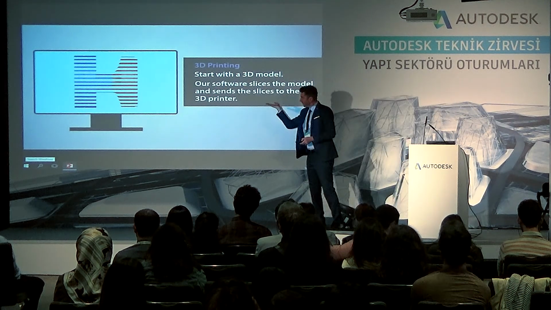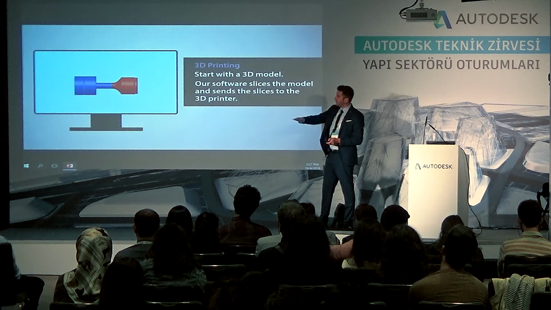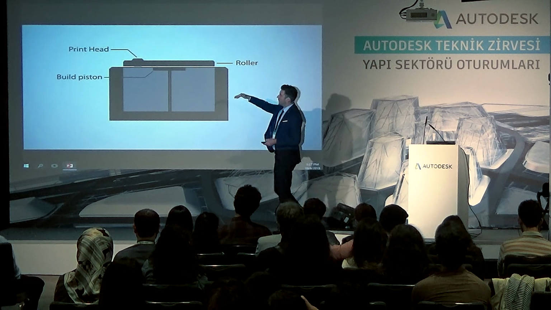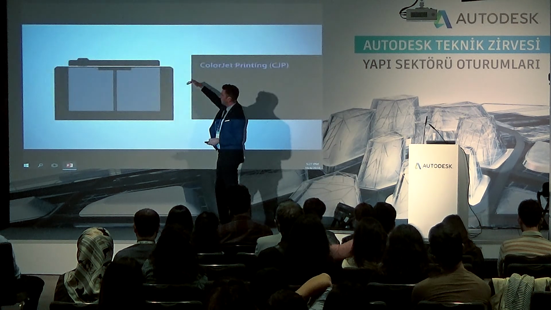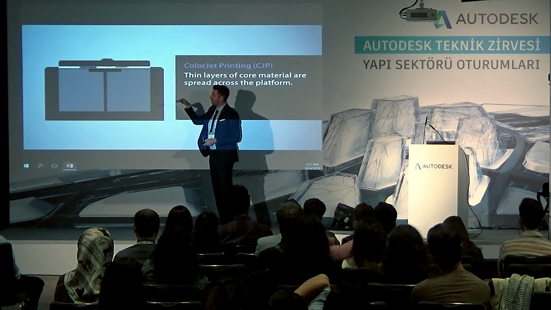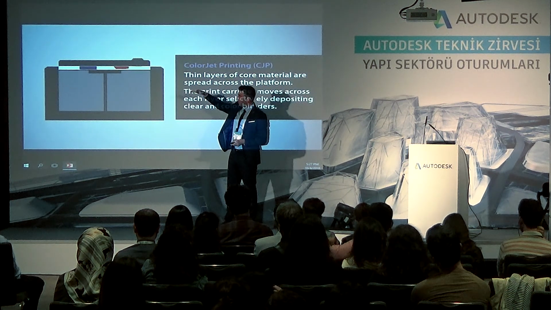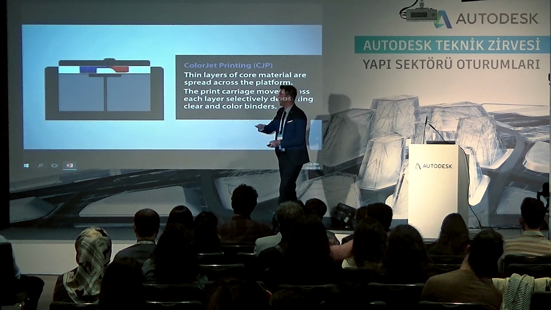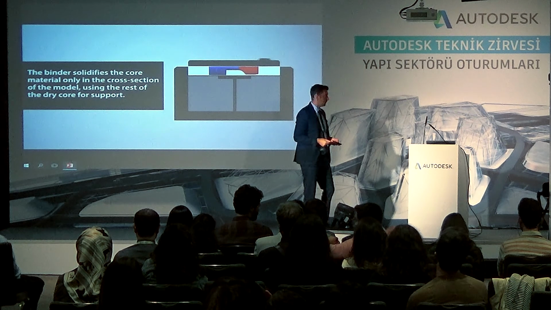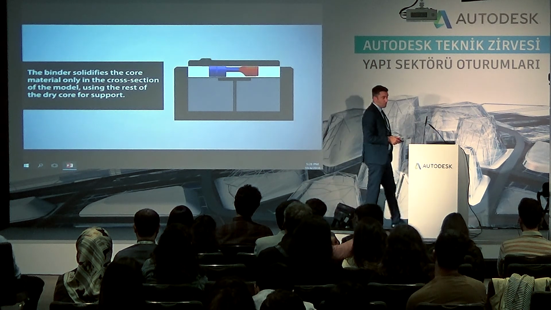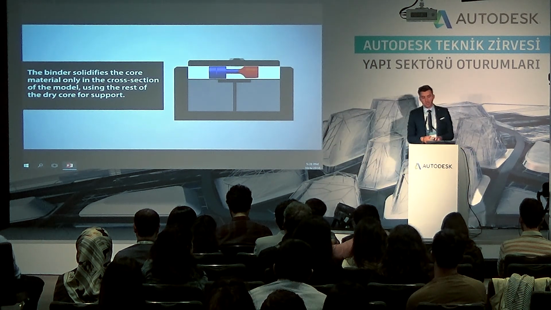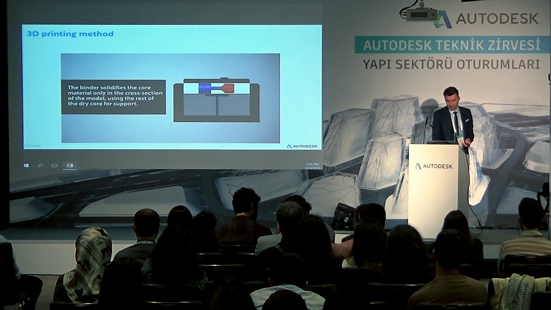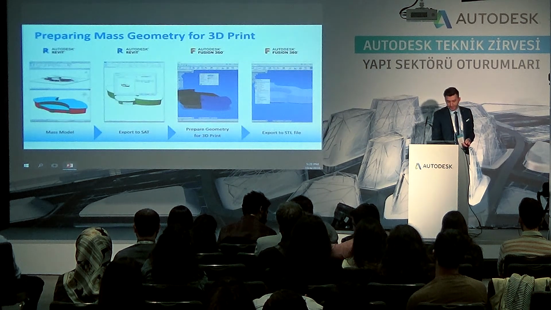takes the object, slices it into layers, and then it starts with the build piston here, adding layers upon layers. And it's going down, and it keeps adding another layer until it creates the entire object. This is one type of printer, but of course we have different other methods. So for this example, we use this kind of technique.